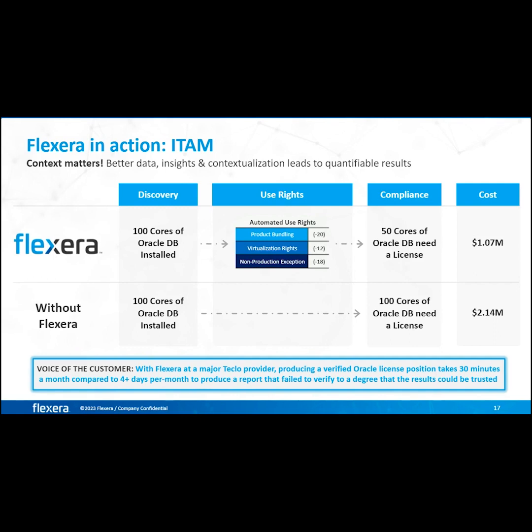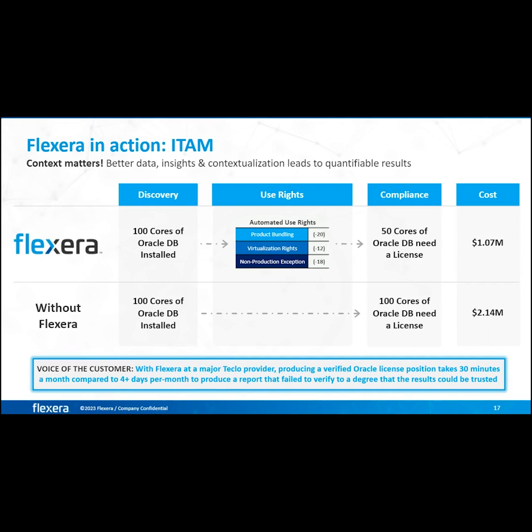So here's just a simple example of an Oracle database piece of commercial software, showing the difference when you use Flexera and the normalization and enrichment process we have around optimizing that versus without Flexera. In one case, you have 100 cores of Oracle DB being ingested into our automation process. And we're understanding that you have this as part of a bundled offering, so therefore you need to unbundle, and there's some licensing implications there. There are specific rights based on what venue around virtualization you're using it in. And then also, we understand the use rights around is it production or non-prod.